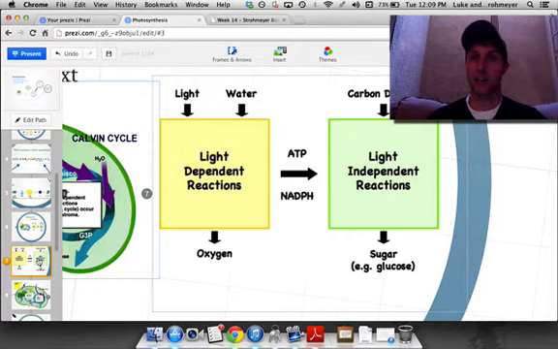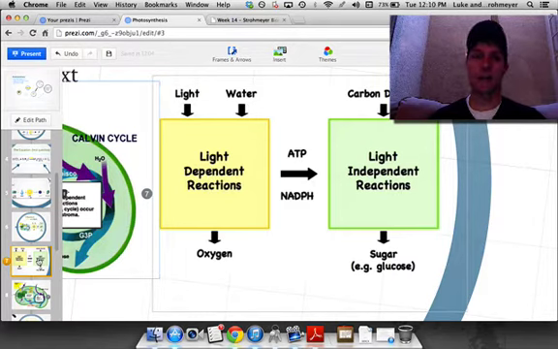Alright, let's talk about ATP and NADPH for a second. You guys already previously learned about ATP. It's an energy-carrying molecule. It powers the cell. NADPH is similar. It carries energy like a battery.